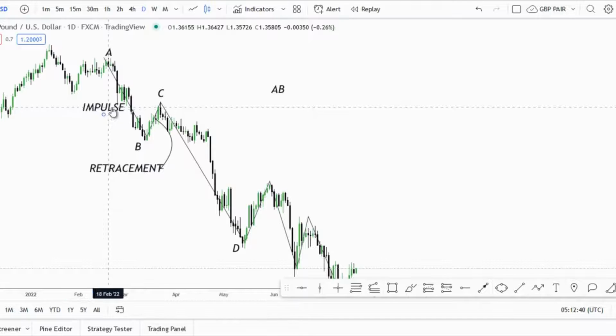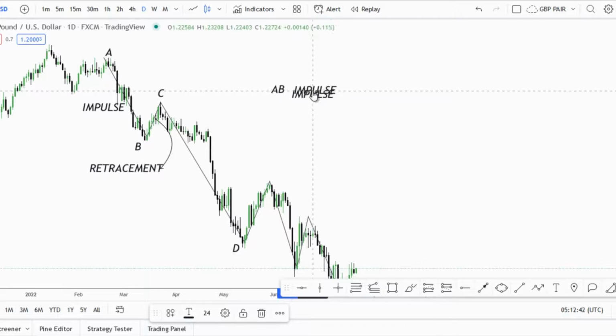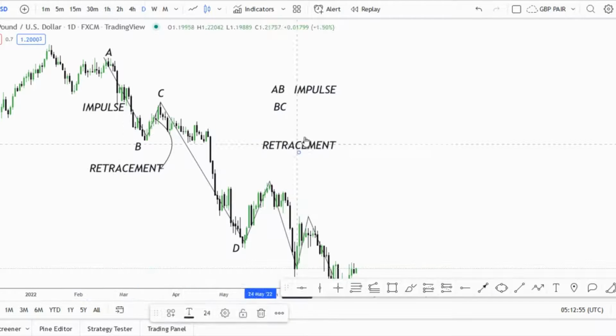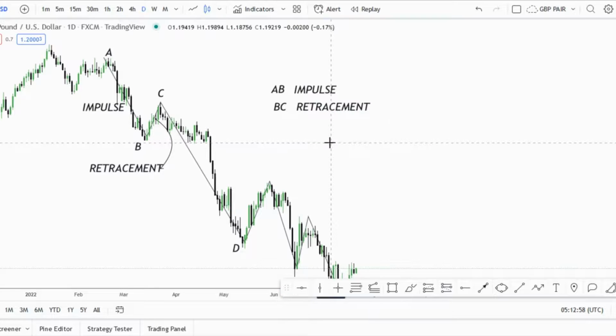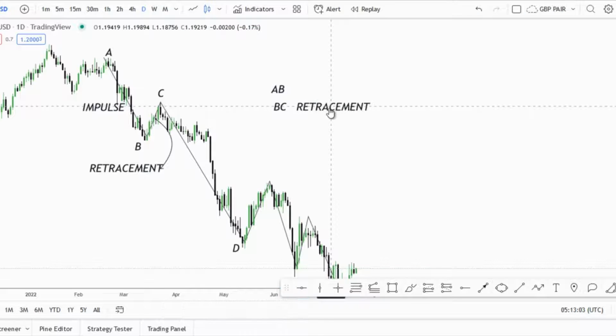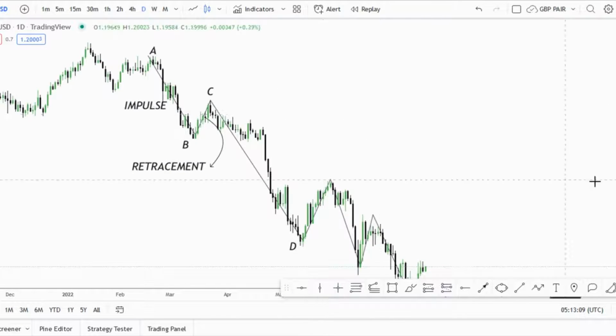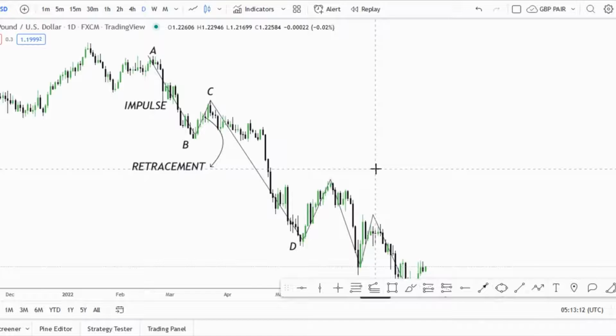Okay, AB is an impulse, and then BC is retracement. So now what we want to do is know how the market is going to move from one point to the other. Like I mentioned some time back, we always do what we call top-down analysis. Know your time frame, know yourself, know your personality, know your strategy.